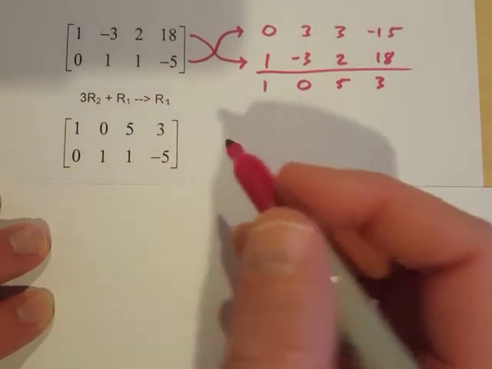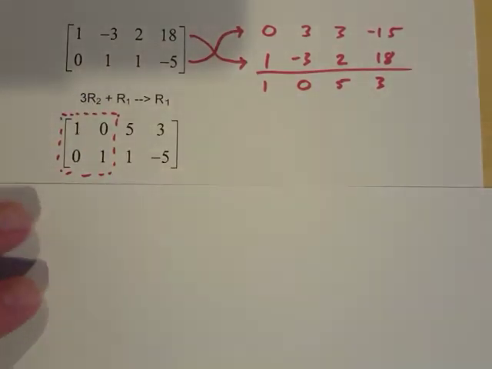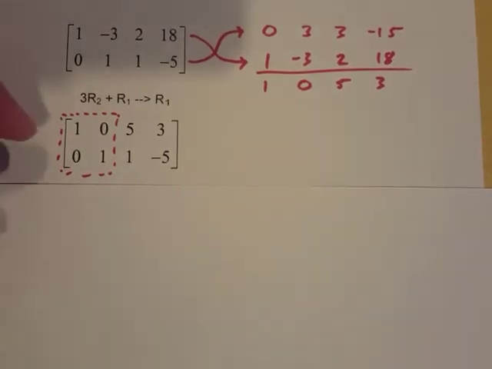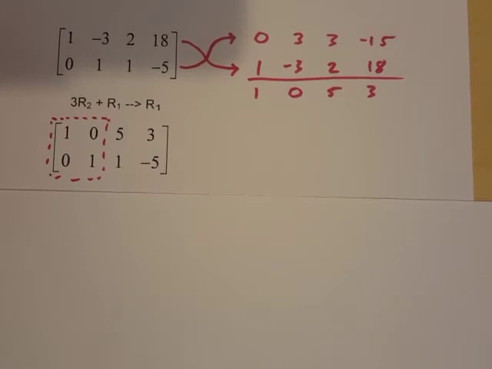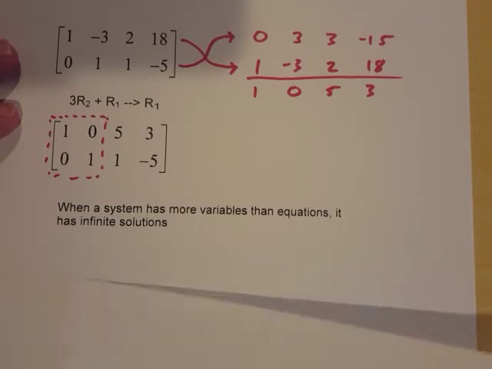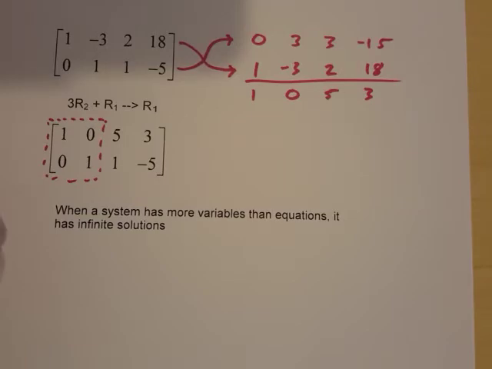This is kind of where we want to build our final piece of this problem. We've got this square identity matrix at the beginning, which means it's in reduced row echelon form. Now we want to actually try to find some solutions that are going to work. When a system has more variables than equations, it has infinite solutions, and we're going to take a look at what this means in terms of equations at this point.